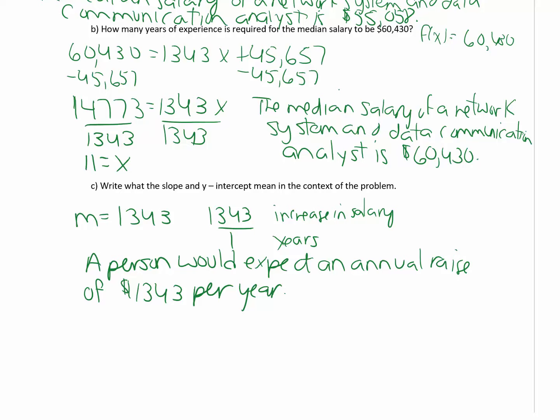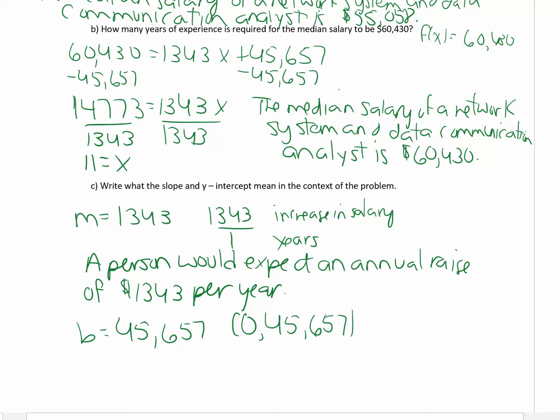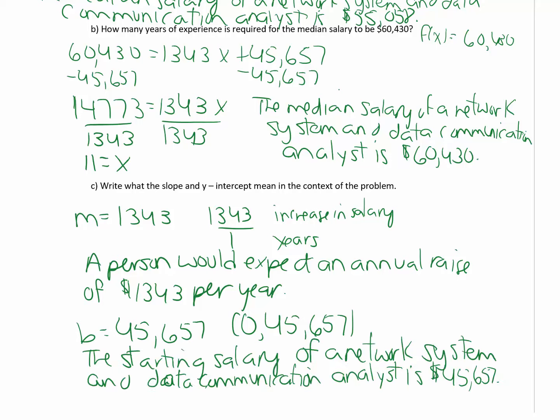Okay, the y-intercept is 45,657. Remember, that is an ordered pair. And the 0 means years. And the f of x is salary. So let's write a sentence to summarize what this means. The starting salary of a network system and data communication analyst is $45,657.